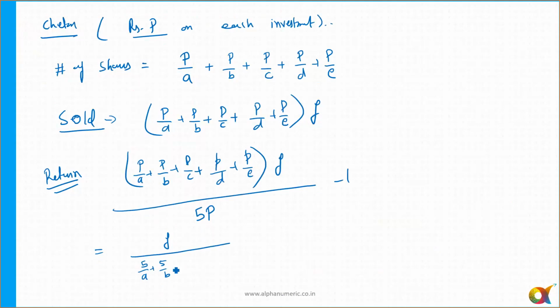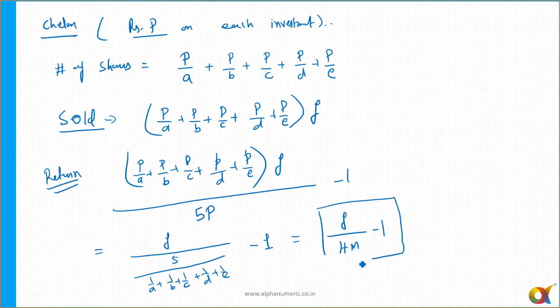plus 5 by C plus 5 by D. No, 5 upon 1 by A plus 1 by B plus 1 by C plus 1 by D. Let me write down the equation. So that is equal to F upon 5 upon 1 by A plus 1 by B plus 1 by C plus 1 by D plus 1 by E, minus 1. And this is equal to F upon the harmonic mean of the 5 numbers minus 1. So this is the return for Chetan.